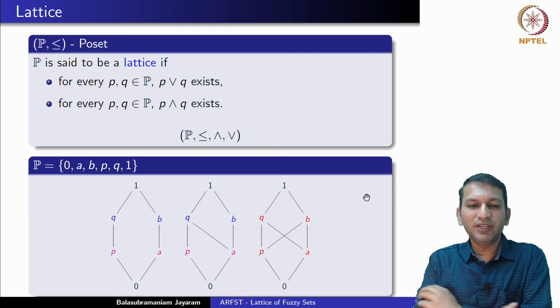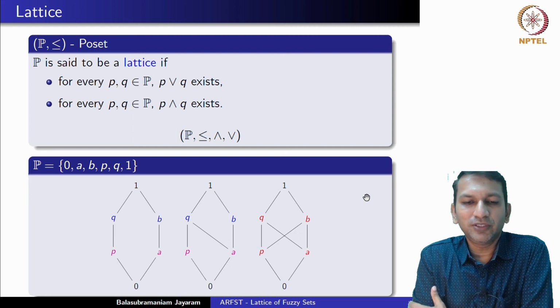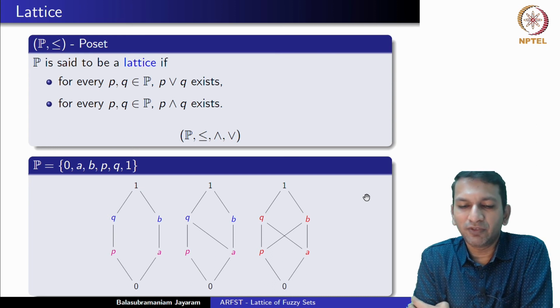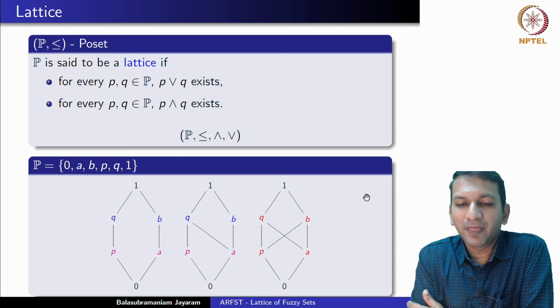Remember, by definition, for a lattice, any pair of points should have both the infimum and supremum. Clearly, the pair of points P and A do not have a least upper bound. Note that they do have an infimum, which is 0. Similarly, if you consider the pair of points Q, V, then they definitely have a supremum, which is 1, as you can see on the screen.